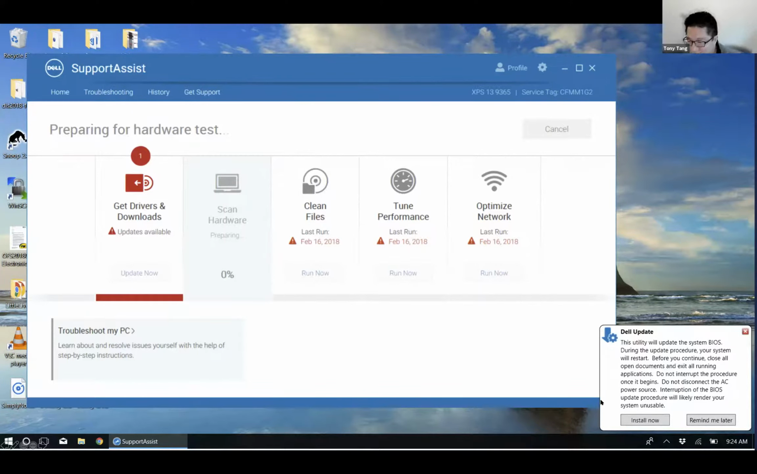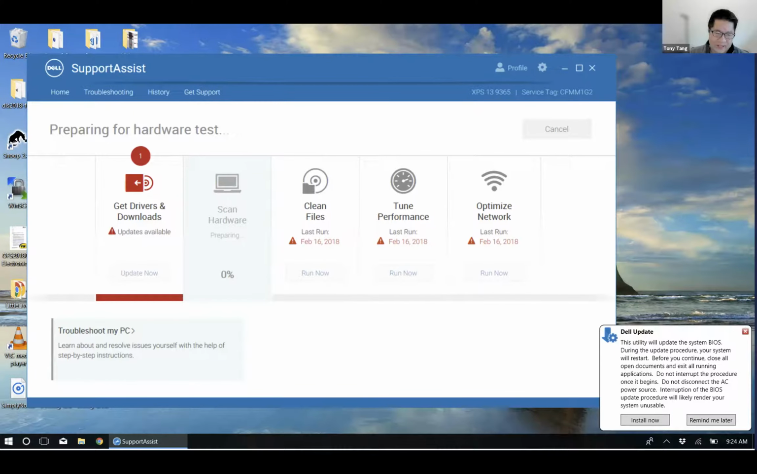This is like maintenance stuff, right? And then down here, it says, okay, update the system BIOS, and my system's going to restart, and I should close all the open documents and exit all the running applications. Don't interrupt the procedure once it begins. This sounds really, really serious. And I can tell you as somebody who grew up around computers, a computer scientist by training, even for me, this gave me a moment to pause. I was like, wait, which of these things should I be doing here? I'm actually not really sure.